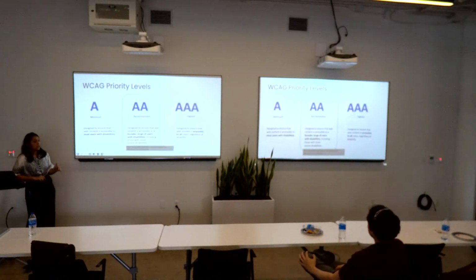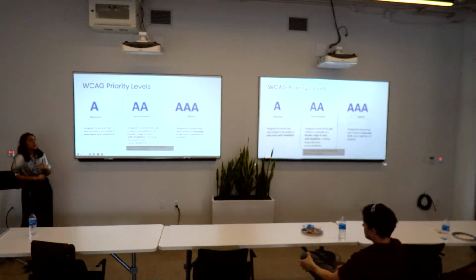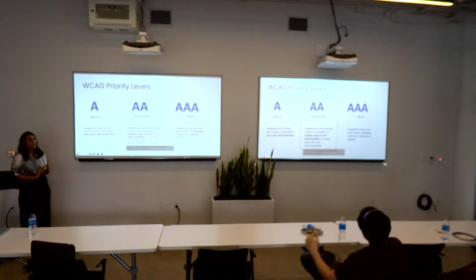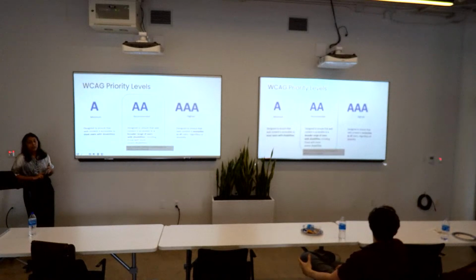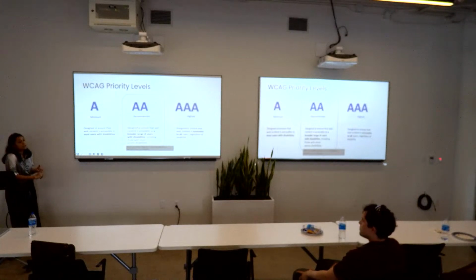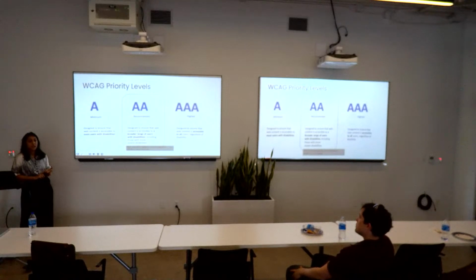Now the level double A. Once you achieve the level A success criteria, then you can start to work on the level double A success criteria. Level double A is the most recommended level. All the federal and government agencies have to follow the double A level of the success criteria. So what falls under level double A? The user should be able to zoom in up to 200% without losing any functionality.